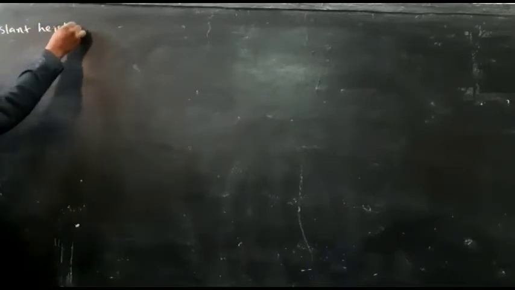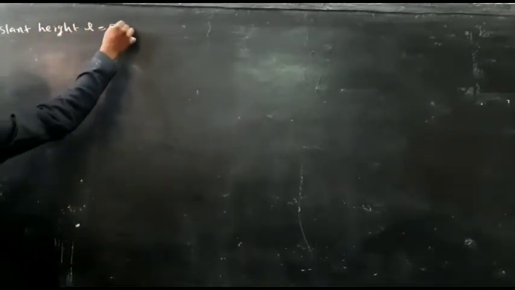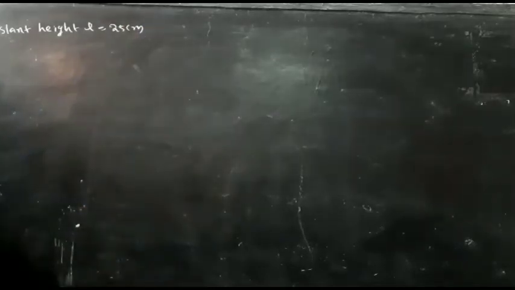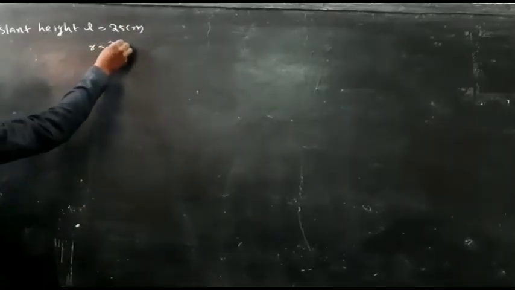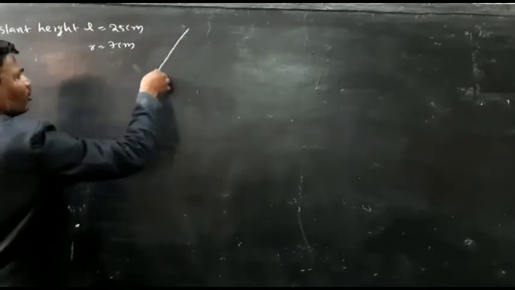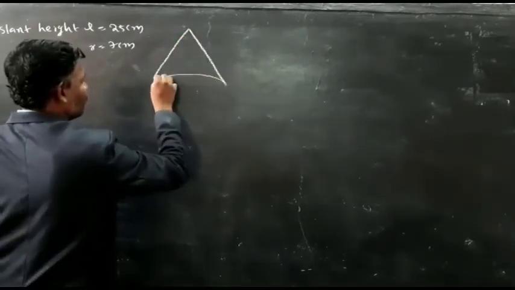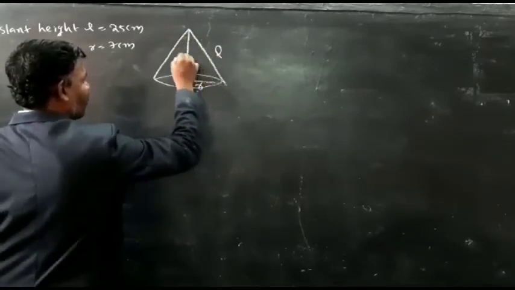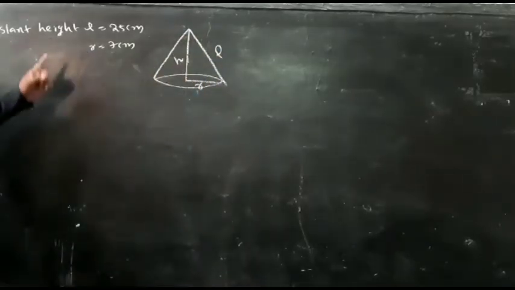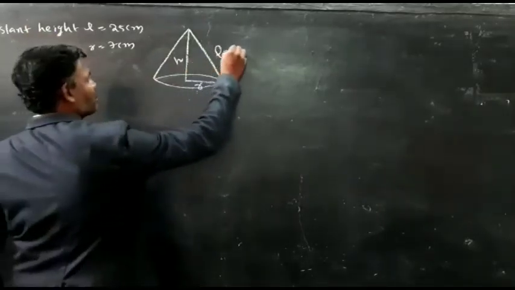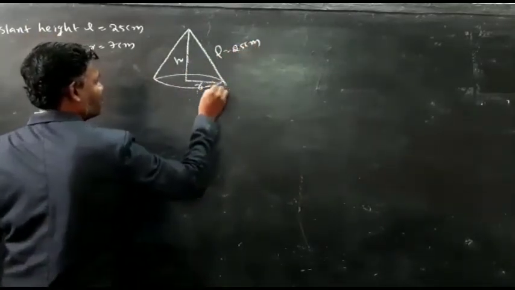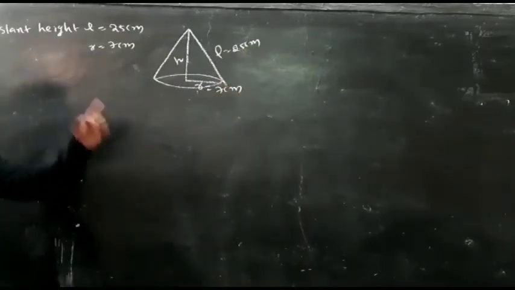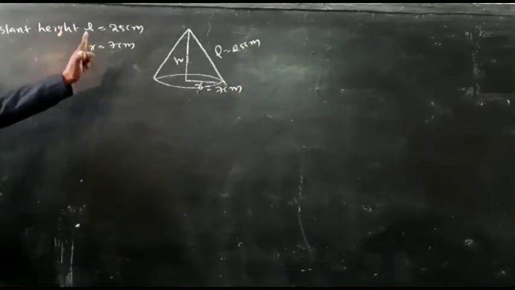So here the slant height l is equal to 25 centimeters, already given in the question. And what about the radius? r is equal to 7 centimeters. So here I know the l value and r value, but I don't know the value of h. I need the value of height.